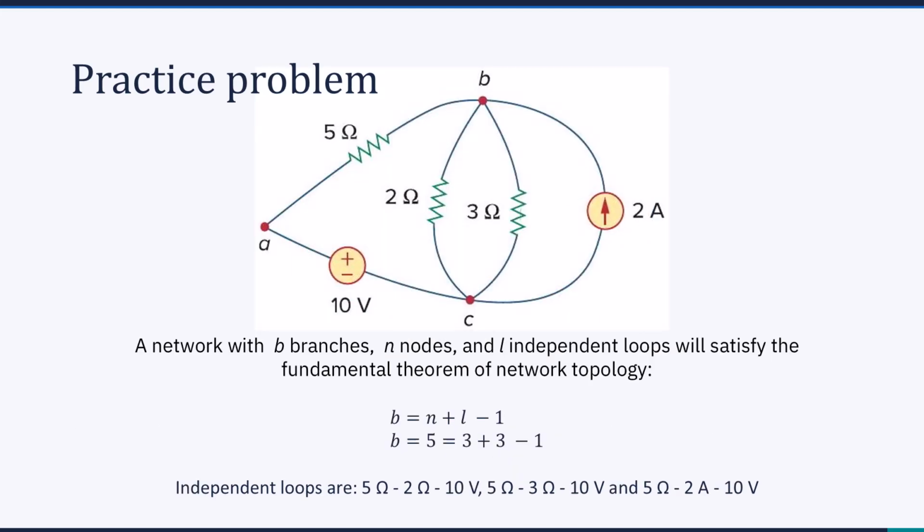Now let's apply the fundamental theorem of network topology to verify our analysis. The theorem states B equals N plus L minus 1, where B is the number of branches, N is the number of nodes, and L is the number of independent loops. In this circuit, branches, B equals 5. Nodes, N equals 3. And applying the formula, 5 equals 3 plus 3 minus 1. This checks out, confirming that there are 3 independent loops.